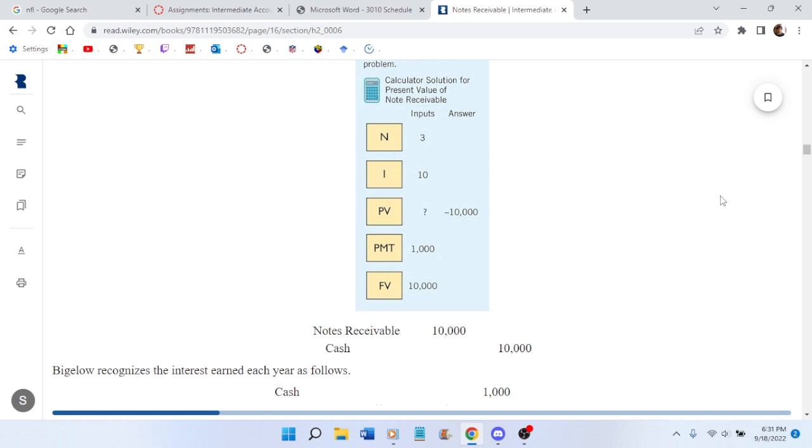How do I look at the apps? They do have a financial calculator. There's a TVM solver. They have all kinds of financial stuff on here. So I guess I could use my phone as a financial calculator. I just don't know exactly how to do it.